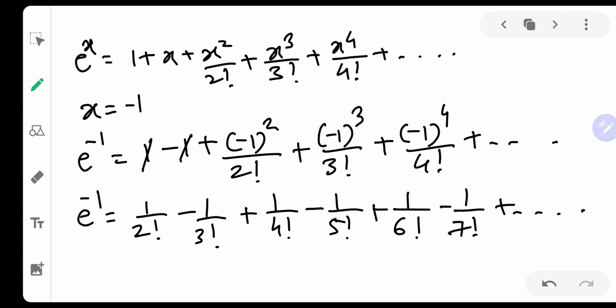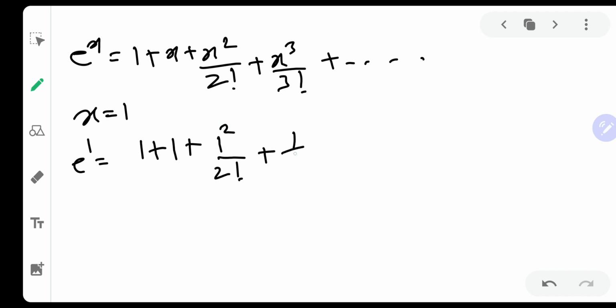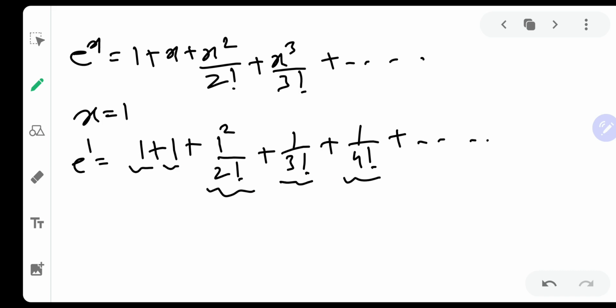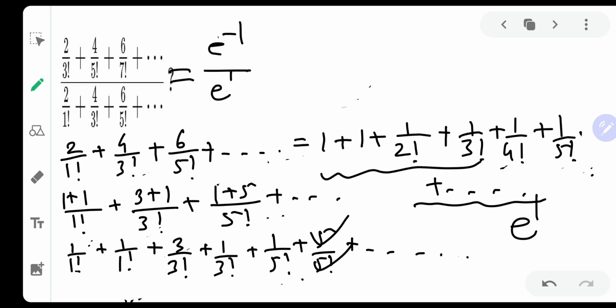Okay, now let us have a look at the e raised to x series. The e raised to x series was nothing but 1 plus x plus x square by 2 factorial plus x cube by 3 factorial and so on. Let us put x as 1. Once you put x as 1, it will be e raised to 1, which is 1 plus 1 by 2 factorial plus 1 by 3 factorial plus 1 by 4 factorial and so on. So as you can see, our denominator is now turned into e raised to 1. So the denominator is e.